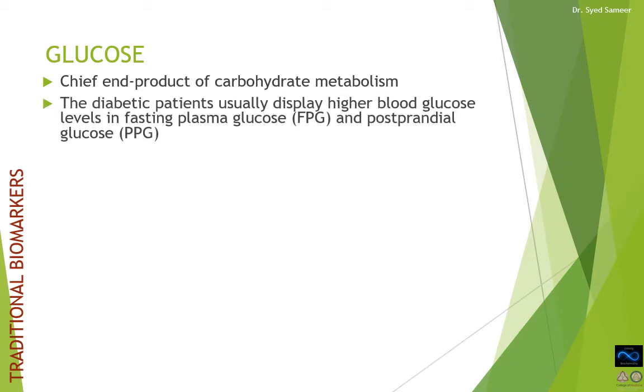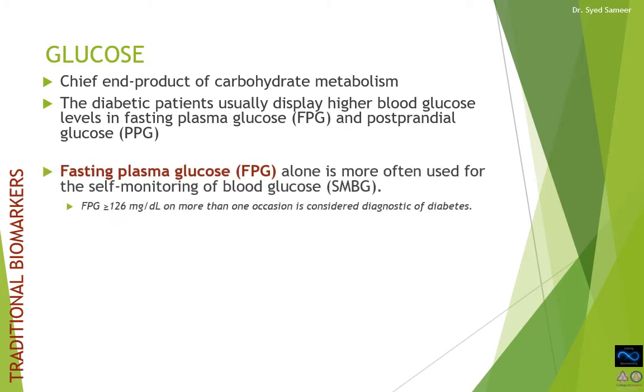So, shedding some light on the use of glucose as a primary biomarker for the diagnosis of diabetes mellitus, we know that it is the chief end product of carbohydrate metabolism in humans. In diabetic patients, it is usually displayed as a higher blood glucose level, hyperglycemia. We can measure it in two ways, either by fasting plasma glucose or postprandial glucose, or both. Fasting plasma glucose is classically used, and nowadays it is used for self-monitoring as well. The threshold criterion given is greater than or equal to 126 milligrams per deciliter.